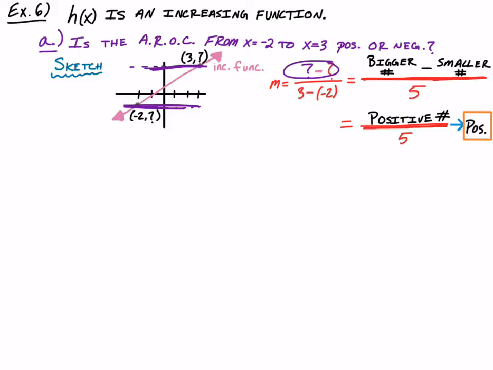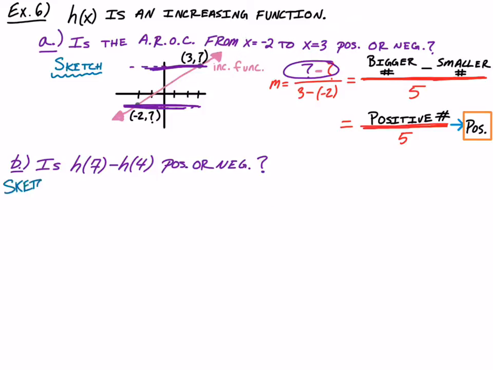Okay, last piece here, part B. Is h of 7 minus h of 4 positive or negative? Same exact scenario. We're using the same function, h of x. All we know is that it's an increasing function. So h of 7 minus h of 4, would that be positive or negative, you think?